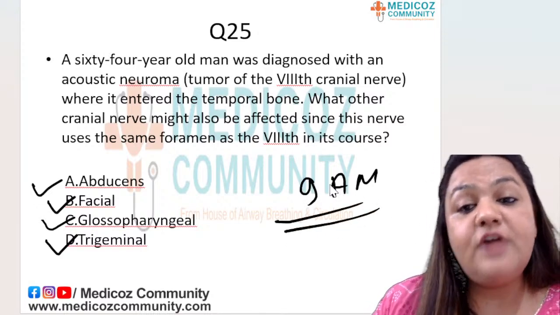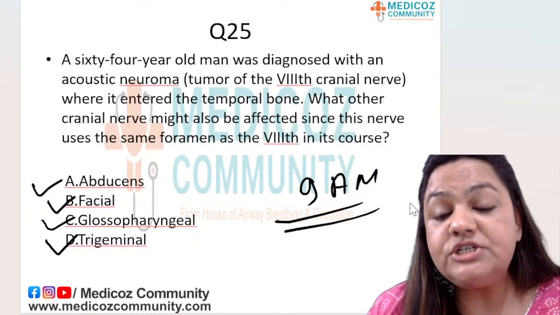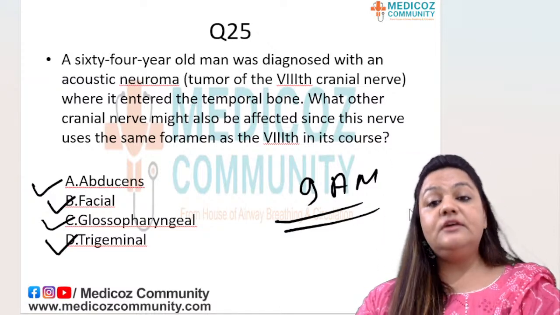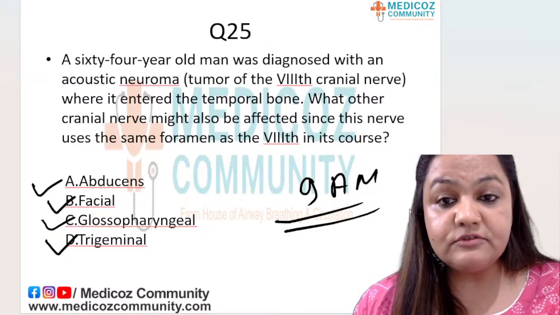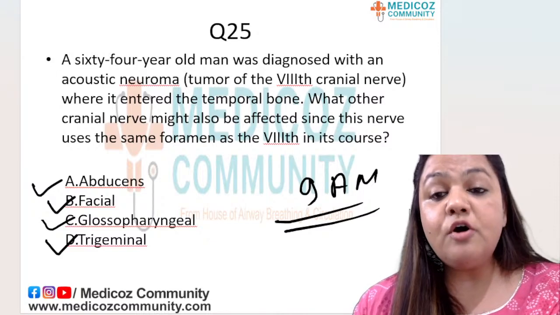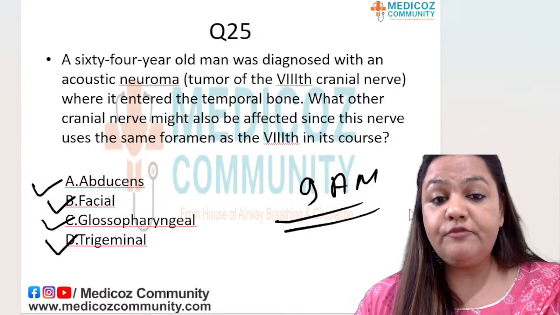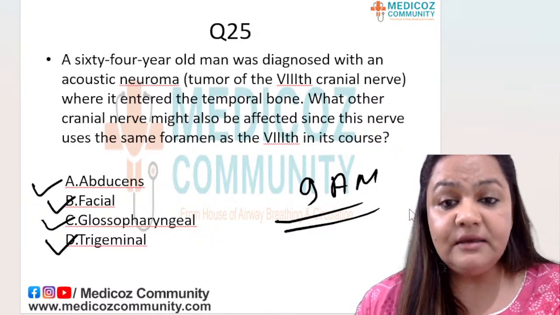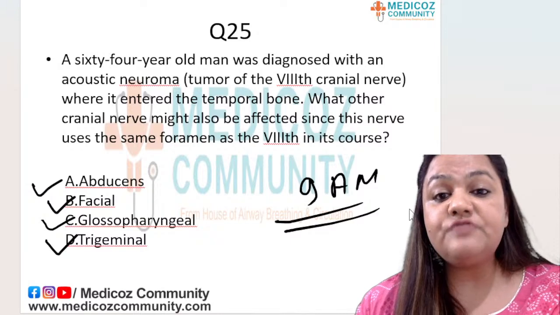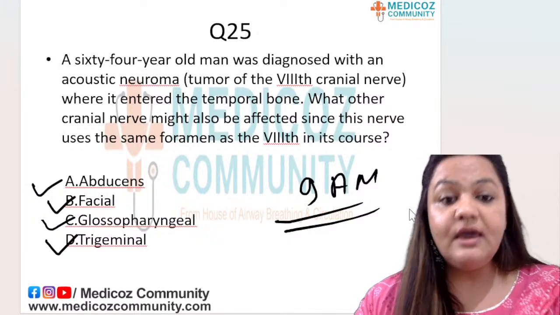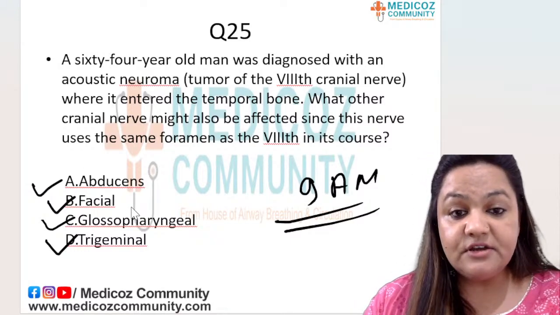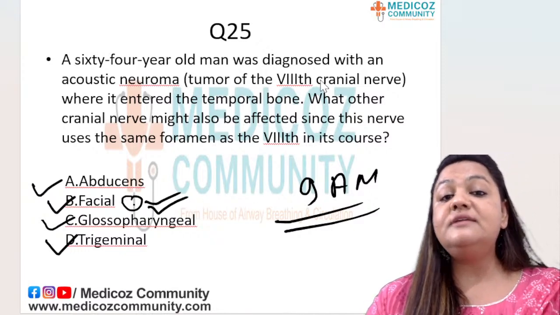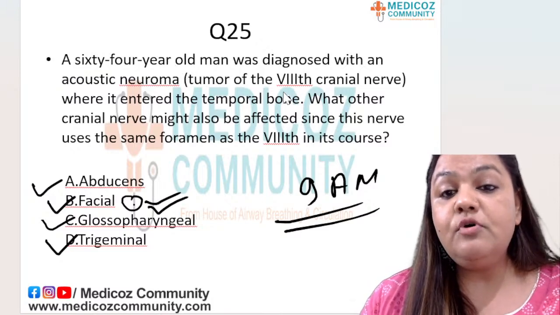So the foramens of the skull are very important here. We have so many foramens in the anterior cranial fossa, the middle cranial fossa, and the posterior cranial fossa. We just have to remember all the structures passing through the particular foramens, and if you have these kinds of questions in your exams, you can easily solve them. So the answer is option B, facial nerve. It passes through the internal acoustic meatus along with the vestibulocochlear nerve.